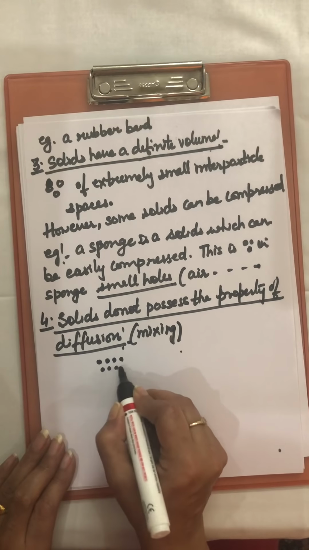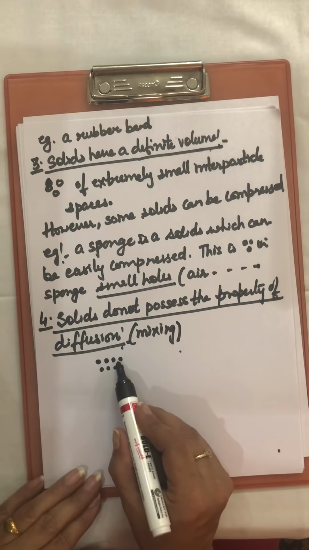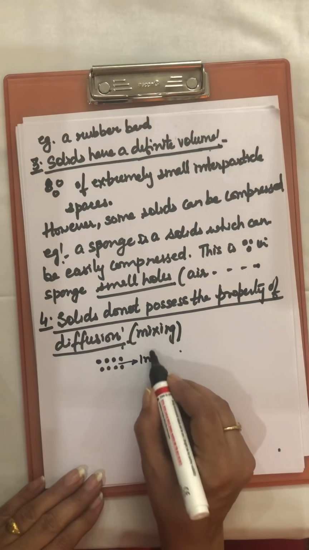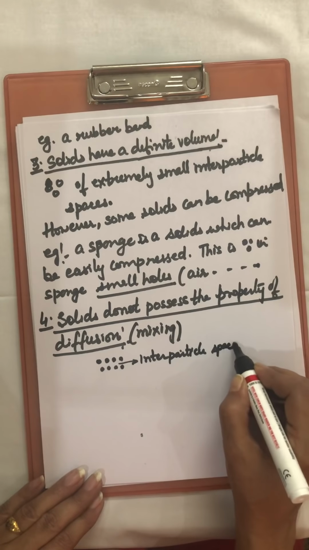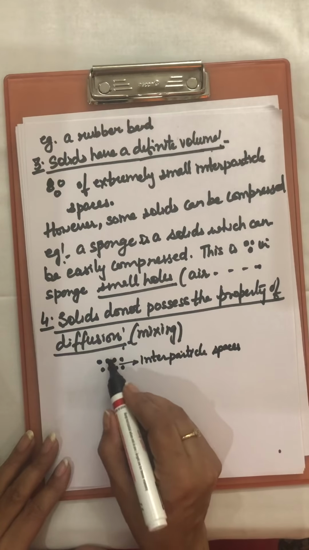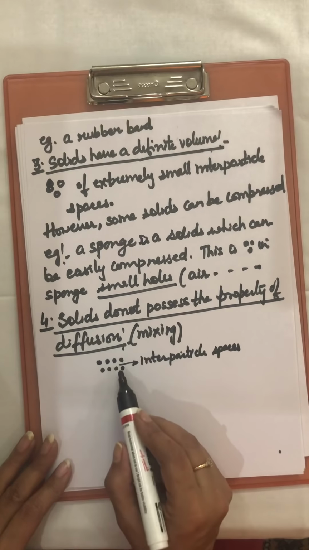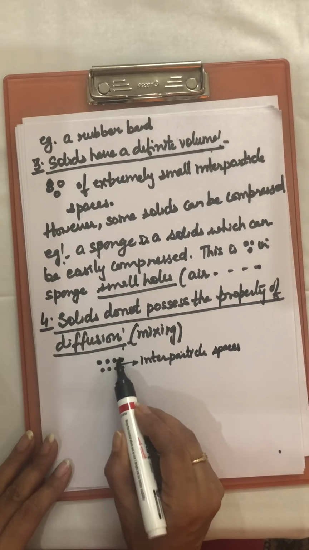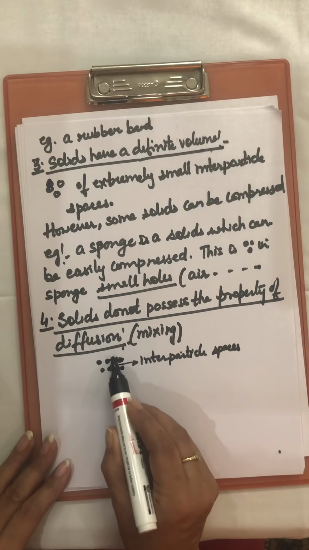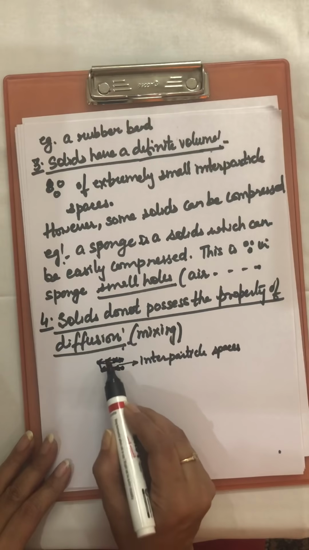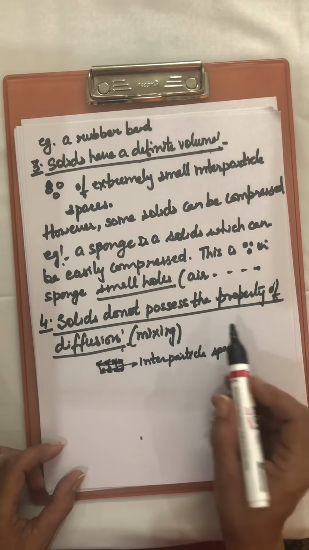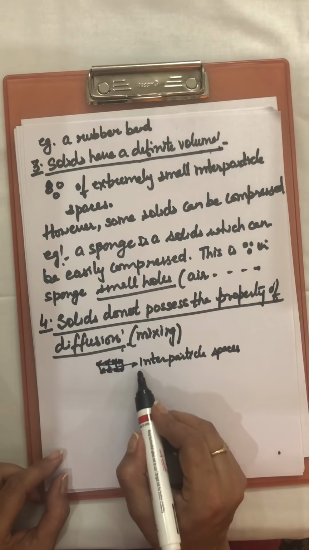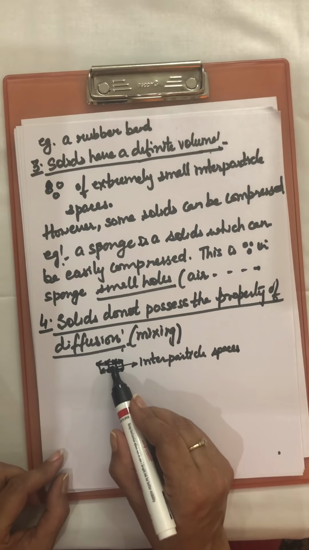The space which is there between the particles is called interparticle space. The interparticle spaces are very small in case of solids. And why are these small? Because these particles are very close, because there are very strong forces of attraction between these particles. So that is why solids cannot mix up into each other. They are not getting the space to move inside each other.